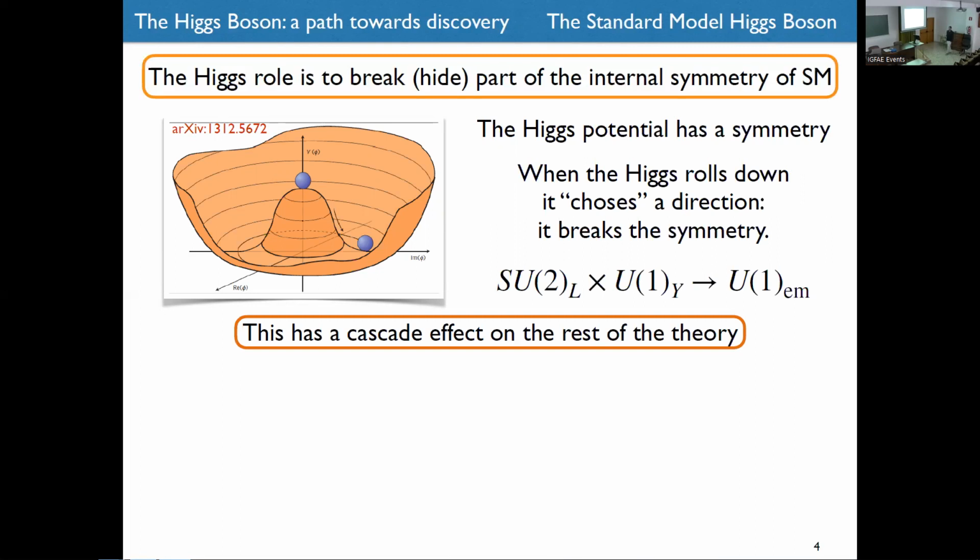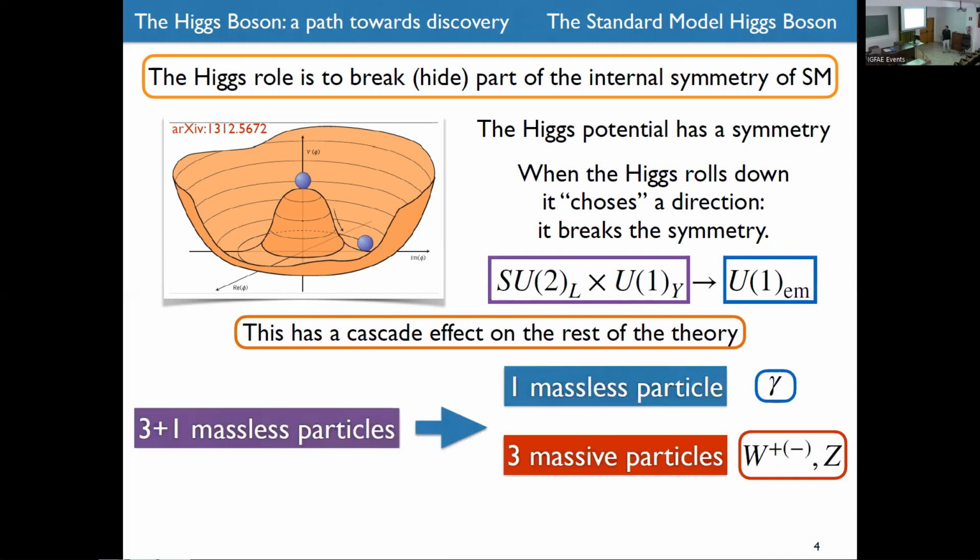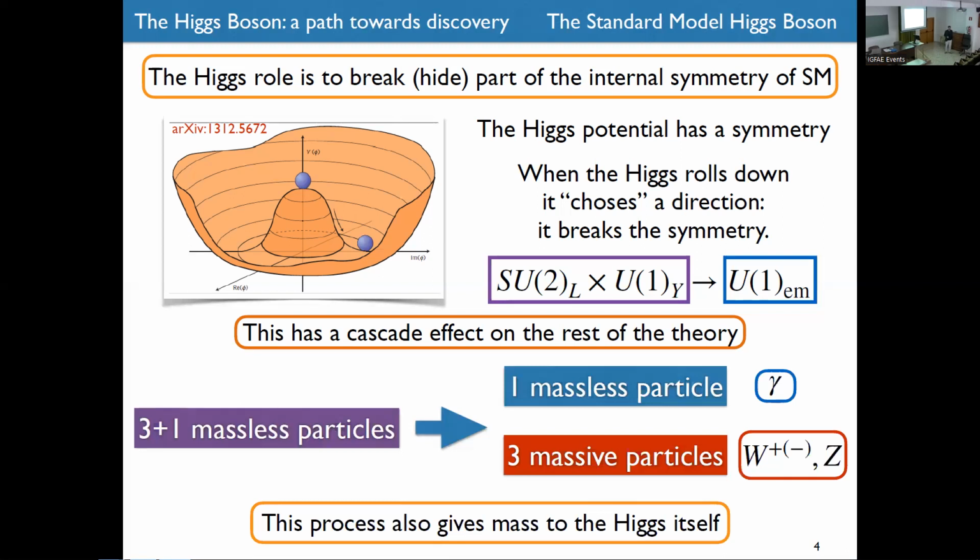This has a cascade effect on the rest of the theory. And the most important result of this sliding is that while you start with a theory with all massless gauge bosons, you end up with three massive gauge bosons, W plus and minus and Z, while the photon stays massless. With the same mechanism, the Higgs itself gets its own mass.